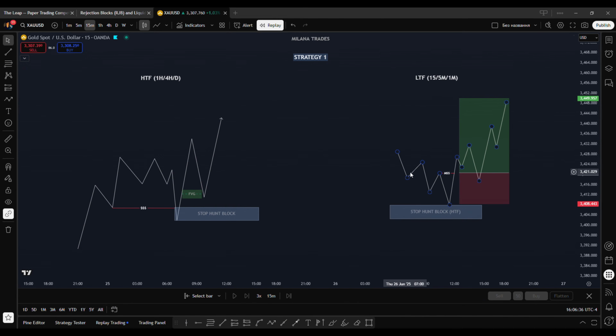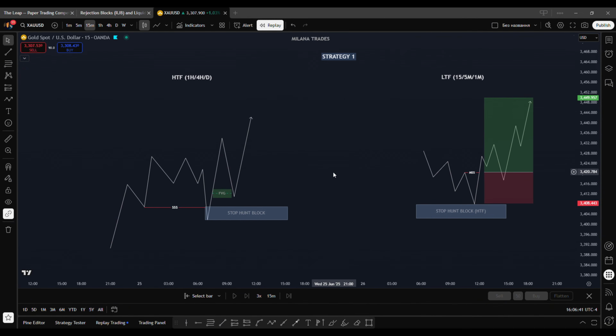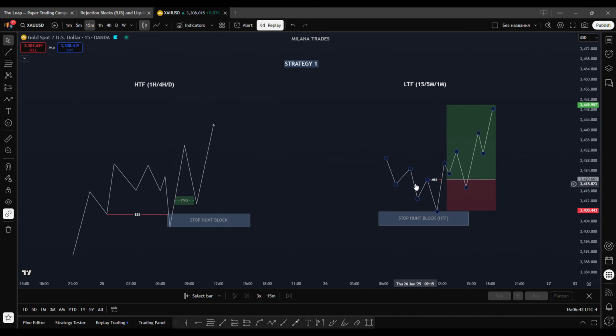Now here is a key part. When price starts approaching the block or the imbalance, we switch to a lower time frame to look for a reaction. Because remember, just because price is coming into the block, it doesn't mean that it's going to reverse right away. It could break through or it could reject.